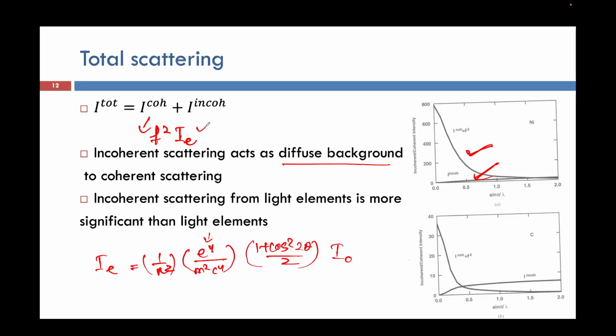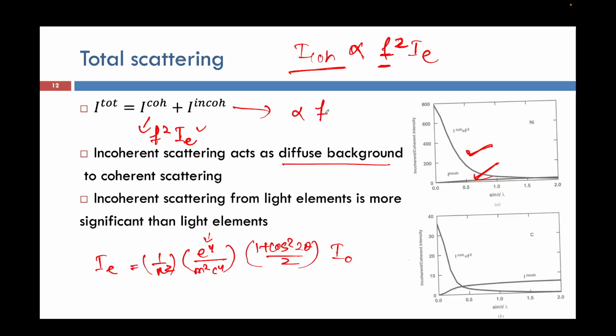So I coherent is directly proportional to f squared IE. Since it is directly proportional to f squared, the more my f is, f meaning atomic scattering factor, the better. Atomic scattering factor means what? The summation of scattering ability of all the electrons in my atom. So the more scattering ability there is in my atom, the more coherent intensity I will get. So this is directly proportional to f squared IE, and incoherent scattering is directly proportional to f. Okay, so that is also another reason.